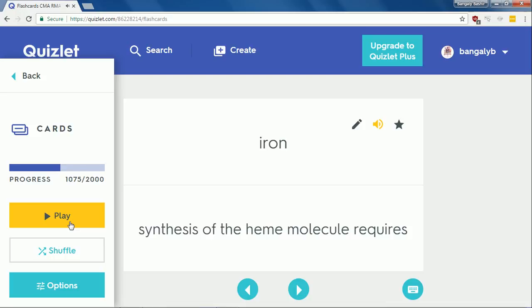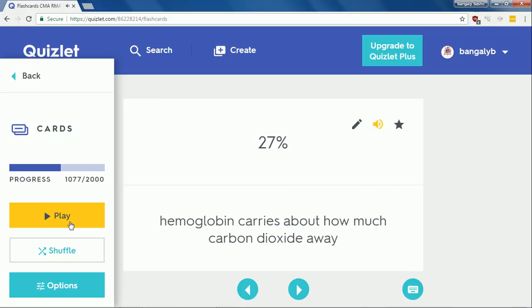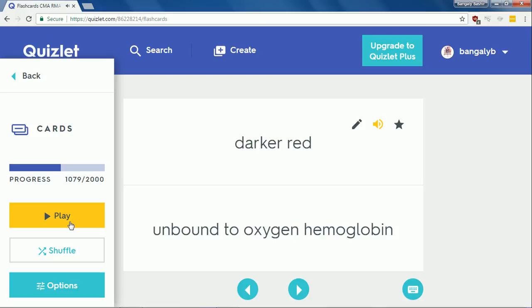HGB carries about how much of oxygen to the body? 95%. Hemoglobin carries about how much carbon dioxide away? 27%. Bright red. Oxygenated hemoglobin. Darker red. Unbound to oxygen hemoglobin.